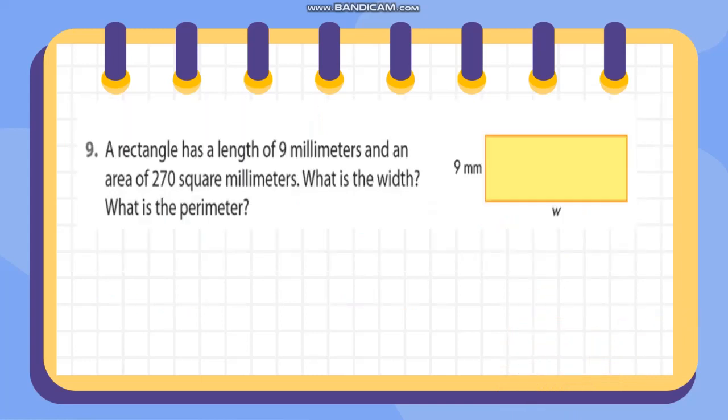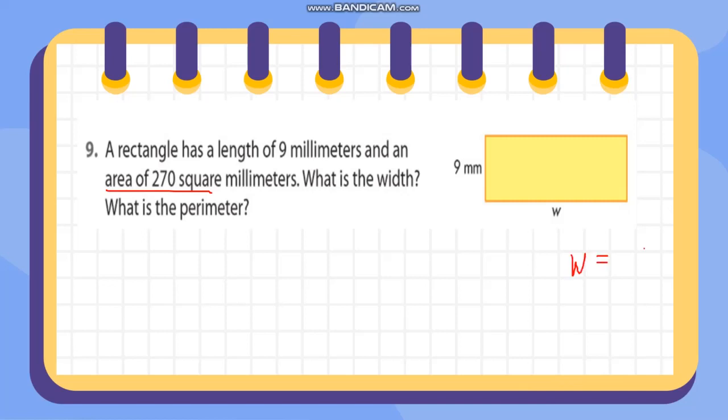Next, a rectangle has a length of 9 millimeters and an area of 270 square millimeters. What is the width and what is the perimeter? So here we need to find out two answers, the width and the perimeter. So what I told you before, if the width is unknown and the area is given, what we are going to do is we just simply divide.